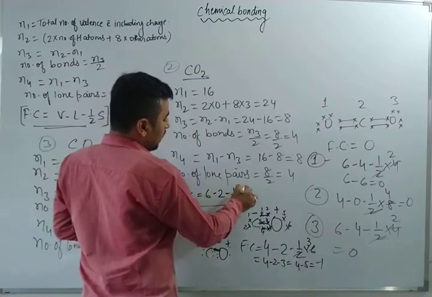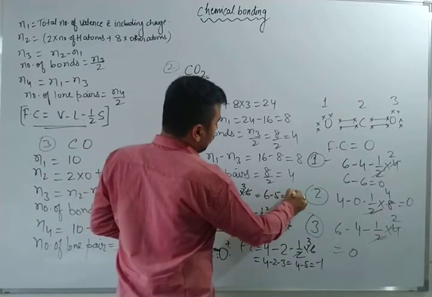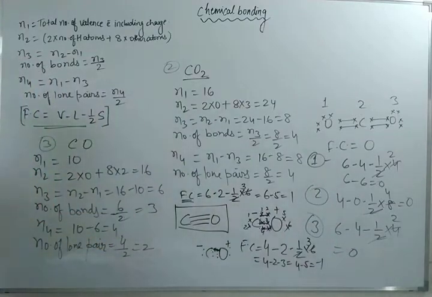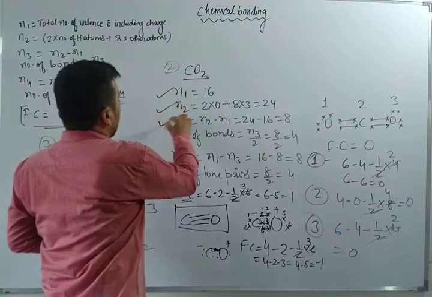So 6 minus 5, that is equal to 1, plus 1 charge. So here there will be plus 1. So remember, by this way you can calculate the formal charge. Remember these things, N1, N2, N3, N4.